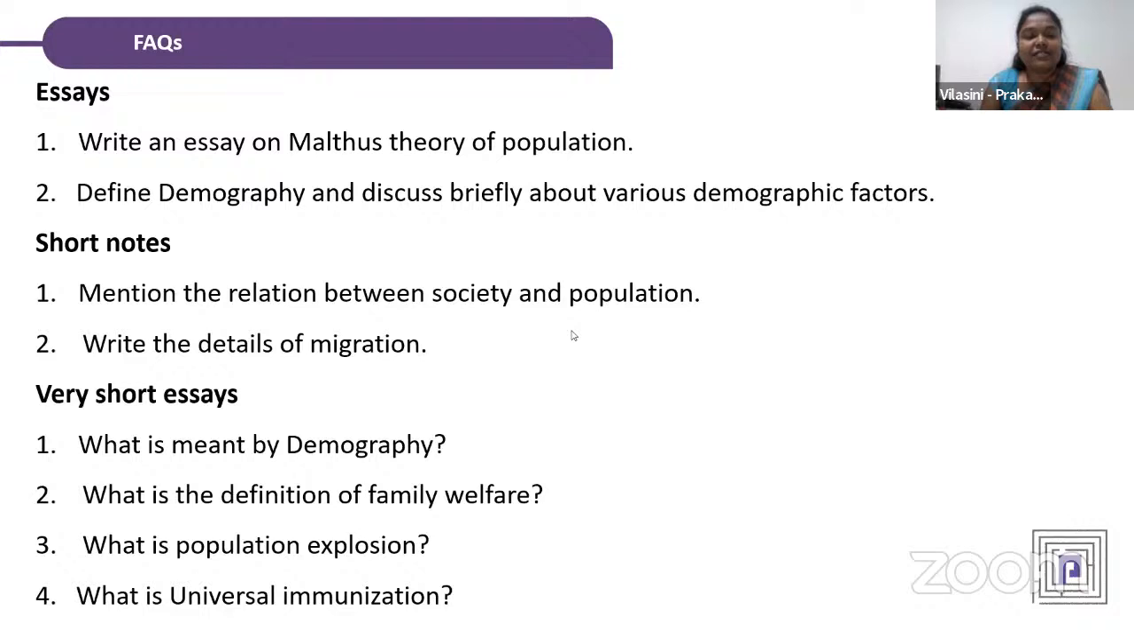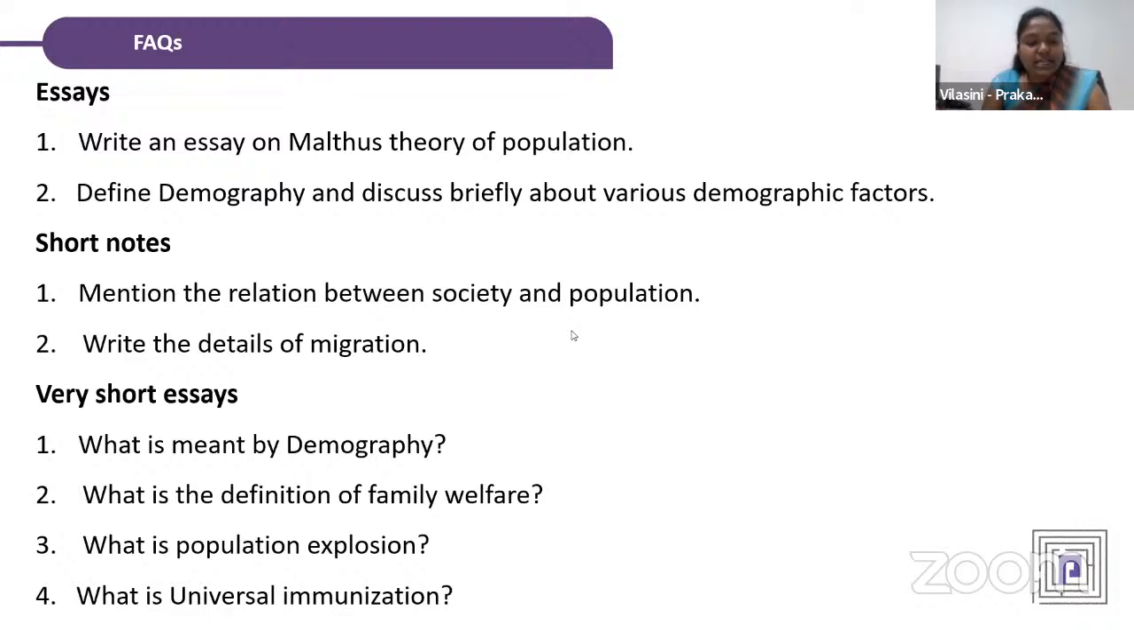The next, we can define what is demography and what are the various demographic factors. Demography is a statistical analysis in numbers, which we give in number form. It is the statistical analysis of people present in a geographical area. Already we discussed demographic factors like fertility, mortality, and migration. The next, short notes: the difference between society and population. The next is write the details of migration. Migration is the permanent movement of people from different areas.